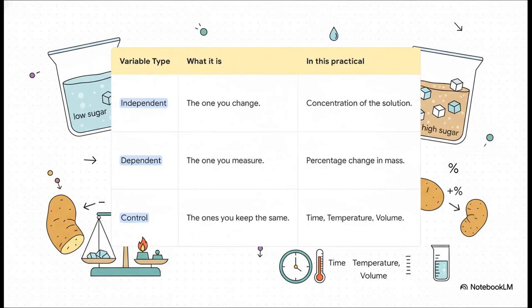And of course, you can't talk about an experiment without talking about variables. First up, the independent variable. That's the one thing you deliberately change, which is the concentration of our sugar or salt solution. Then we have the dependent variable. That's what you measure to see the effect. In this case, the percentage change in the potato's mass. And finally, you have your control variables. All the things you have to keep exactly the same for it to be a fair test. We're talking time, temperature, and the volume of the liquid.